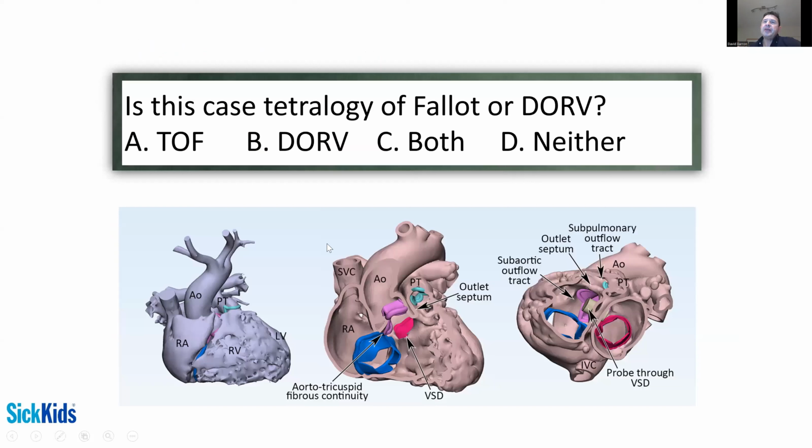So to remind you of June's comment, when you have hearts like this, which clearly have features of both tetralogy of Fallot and DORV, well, it's both, because the two diagnoses are not mutually exclusive, and so you can be both tetralogy of Fallot and double outlet right ventricle. So we just have to be careful in our wording.